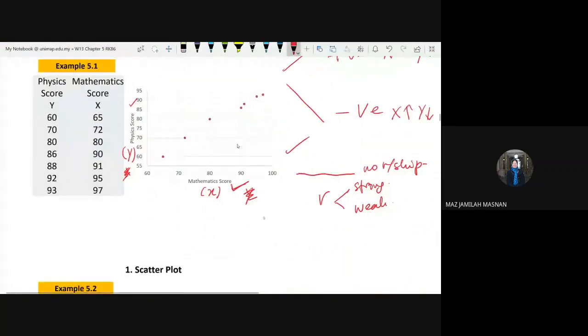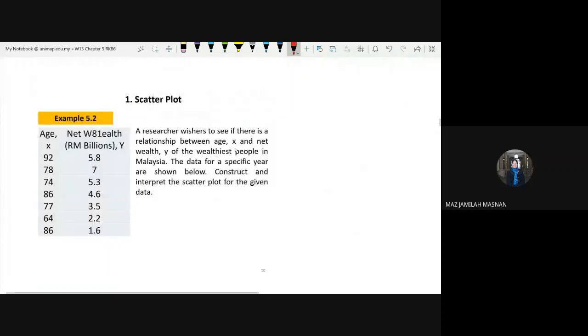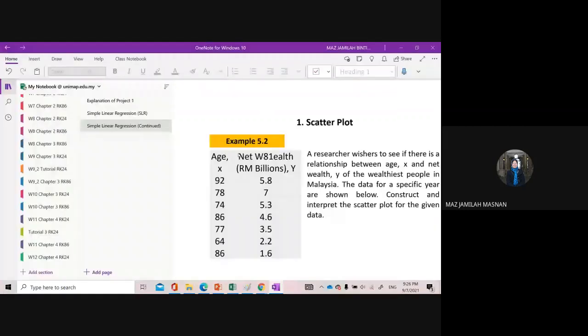Okay, so the next question is also the same, but now there will be a difference in terms of what is inside the data. Now you are being given this particular data, age and net worth. Really sorry for the typo. A researcher wishes to see if there is a relationship between age and wealth. So X as age, Y as the wealth, of the wealthiest people in Malaysia. Now let us see how we can construct this using Excel.